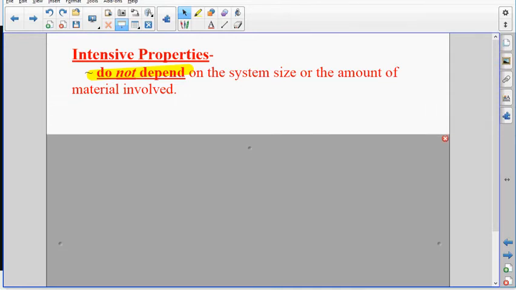Some examples would be like, let's see here. Hey, Gabby, what color is this? What color is this now? What color is that? All right, hold on one second. What color is that? Color is an intensive property. It doesn't matter how much of the stuff you have, the property remains the same.